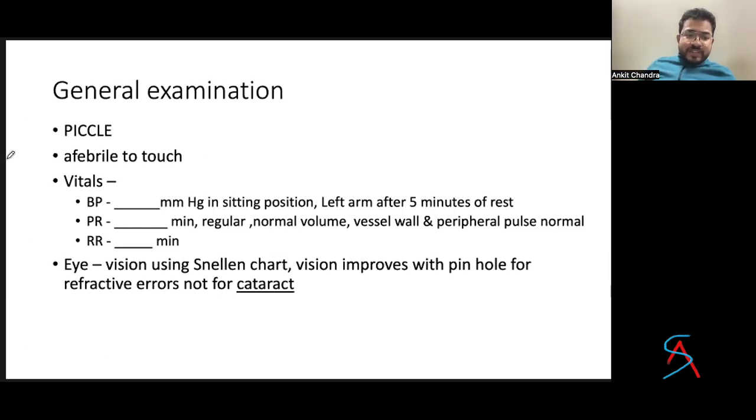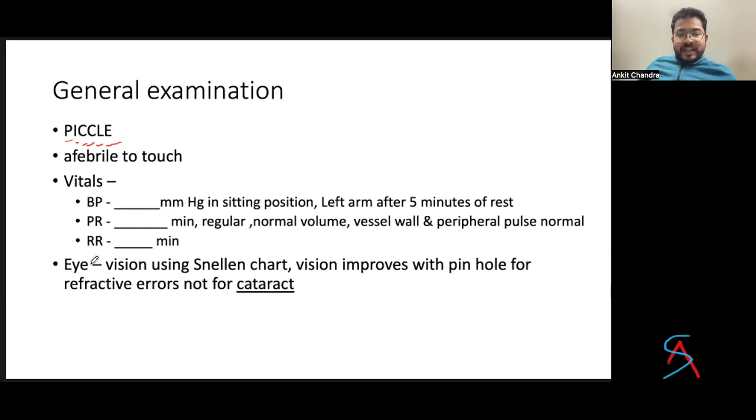Do the general examination, which is pallor, icterus, cyanosis, clubbing, lymphadenopathy, and edema. Check whether there is any fever to touch or not. If a thermometer is there, then measure the temperature. Look at the vitals: blood pressure, respiratory rate, pulse rate. For respiratory rate, you can comment whether there is any use of accessory muscles or not.